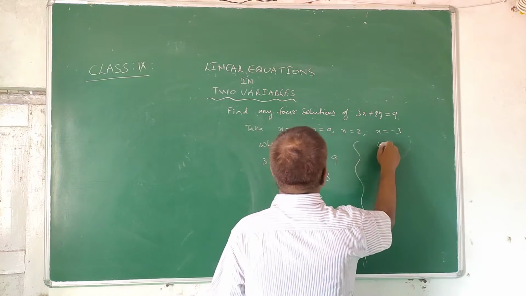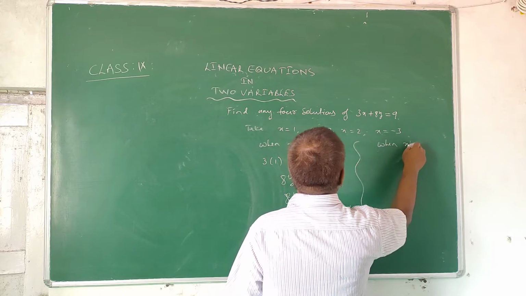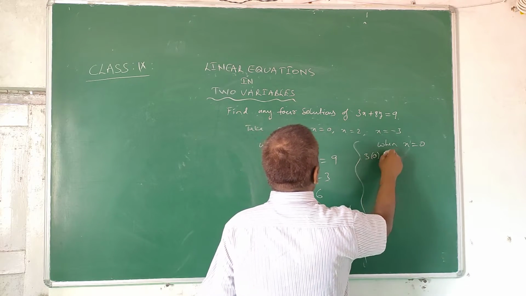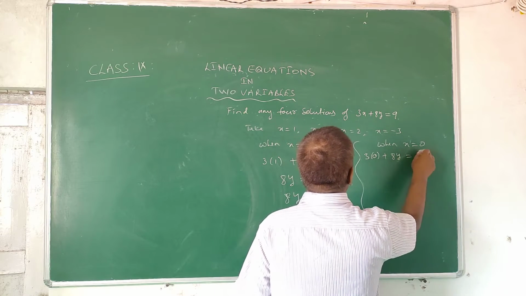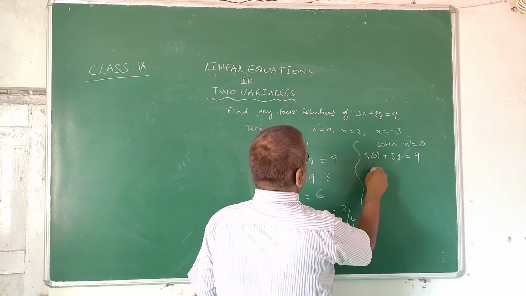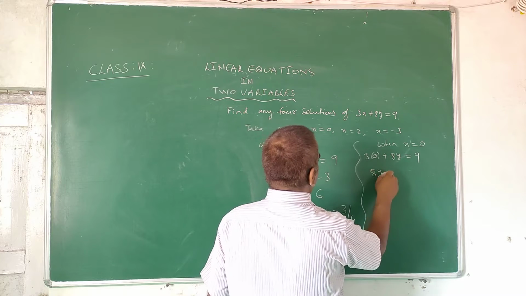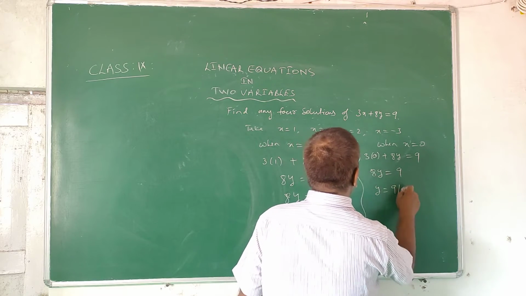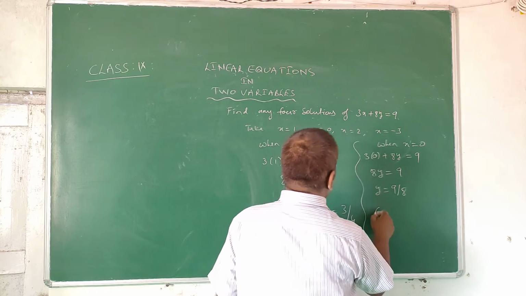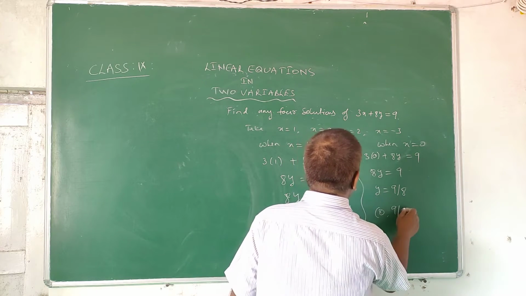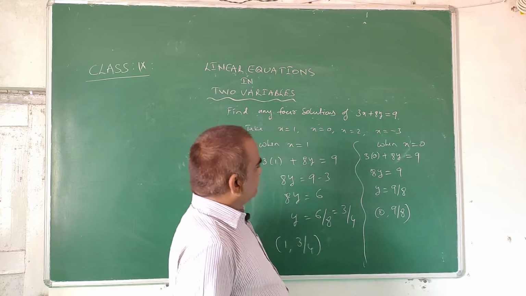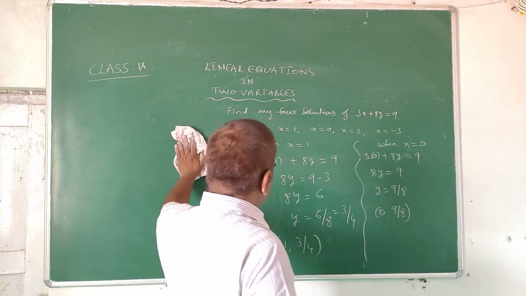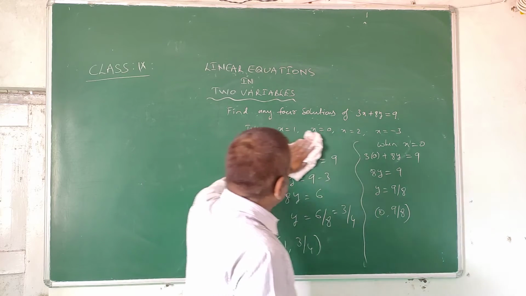Now if you take x is 0, then what do you get? 3 into 0 plus 8y is equal to 9. 3 into 0 is 0, so 8y is equal to 9, so y is equal to 9 by 8. So 0 comma 9 by 8 is another solution of the given linear equation. Understood? Are you following?